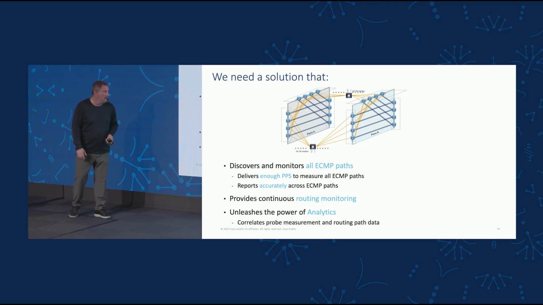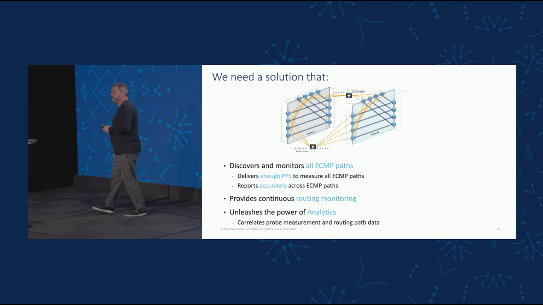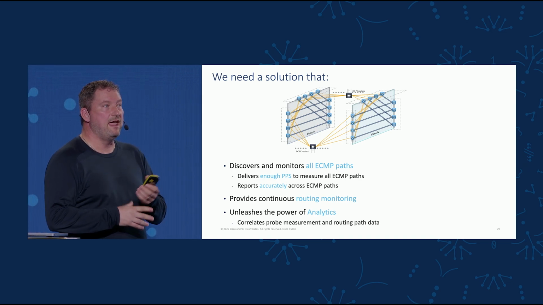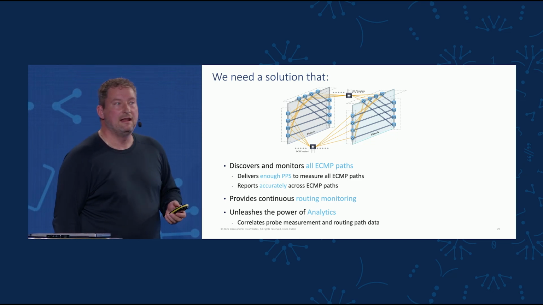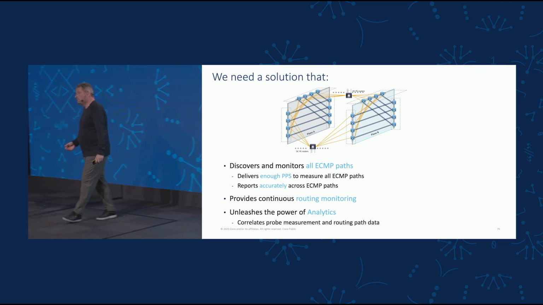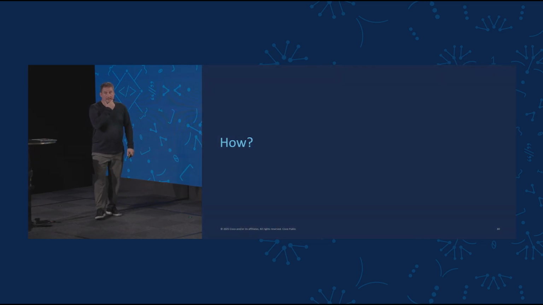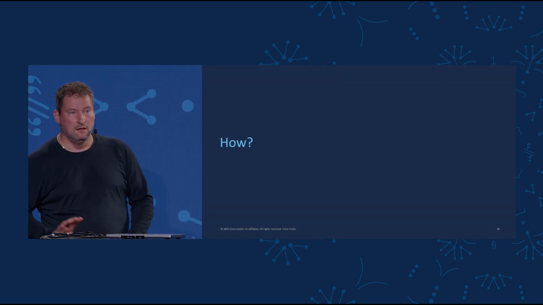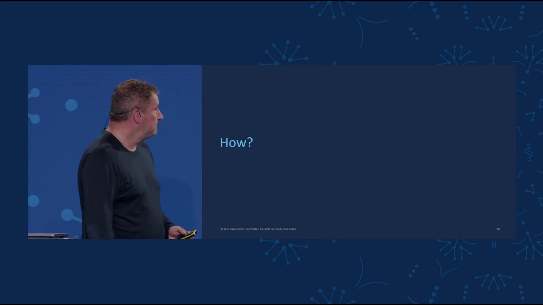And then obviously, we need a solution that unleashes the power of analytics. I'm not saying AI, but you can see analytics and AI go really hand in hand, right? So correlate the probe measurement with the routing path. Now, how do we do it? And this is going to be probably the only session where we're going to talk a little bit about the network, the plumbing underneath.